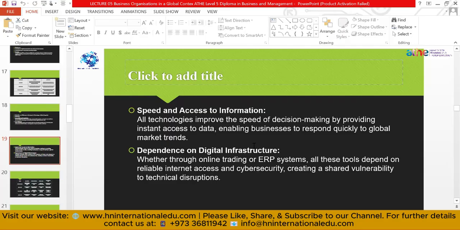Dependence on the digital infrastructure, whether through online trading or ERP system, enterprise resource planning, all these tools depend on reliable internet access. Again, whatever type of software system you get installed in your business, if the internet fails, there is no use of them. The cybersecurity, then the problem of hacking, creating a shared vulnerability to technical disruption. So always the IT department, it never goes down. We always need them.